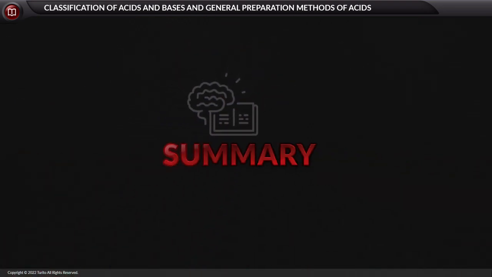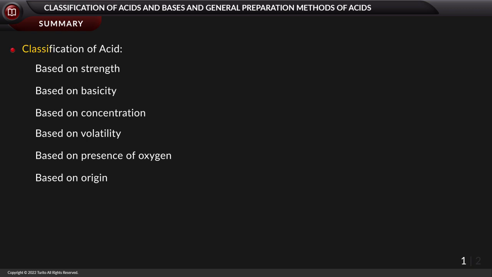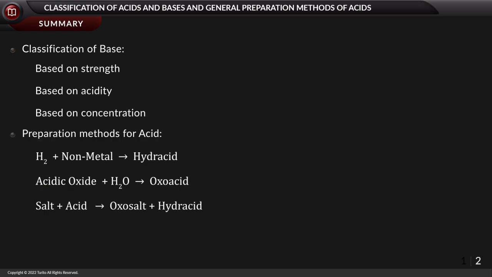Let us summarize. In this module, we learnt about the classification of acid based on strength, basicity, concentration, volatility, presence of oxygen, and origin, followed by the same for the base, which is based on strength, acidity, and concentration. Lastly, we learnt different preparation methods for acid, which are direct reaction with the nonmetal, reaction of nonmetallic oxide with water, and the last was the reaction of salt with acid.